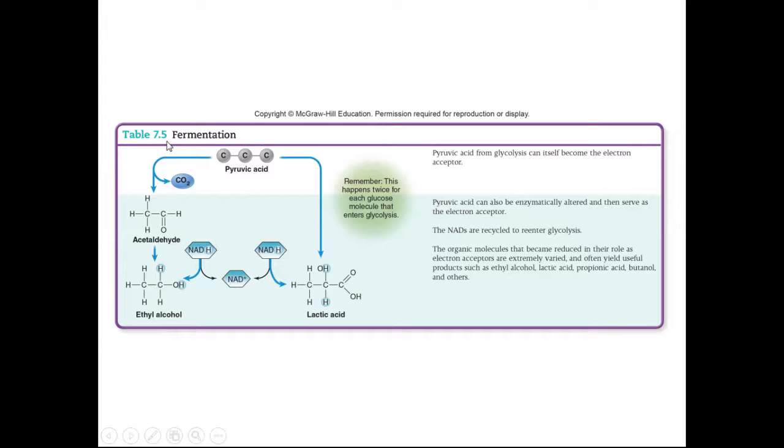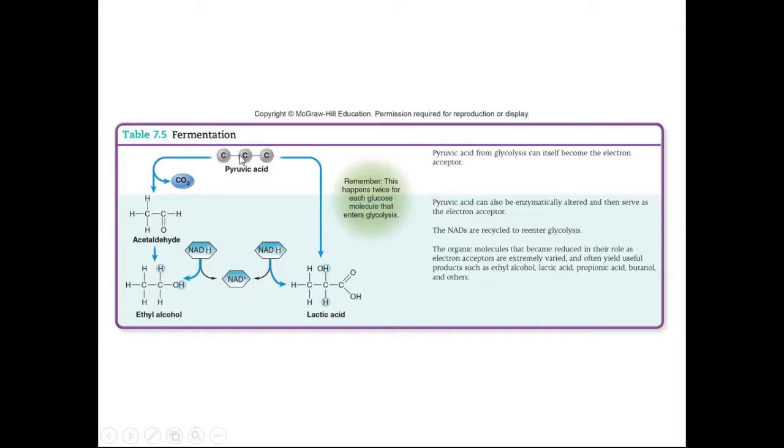Pyruvic acid is turned to acetaldehyde, which is then turned to ethyl alcohol. Or we can take that pyruvic acid and turn it directly into lactic acid. So pyruvic acid to lactic acid is the one that occurs in human beings. This other fermentative pathway, where we go from pyruvic acid to ethyl alcohol, is an alternative fermentative pathway that does not occur in human cells, but can occur in many prokaryotic cells.